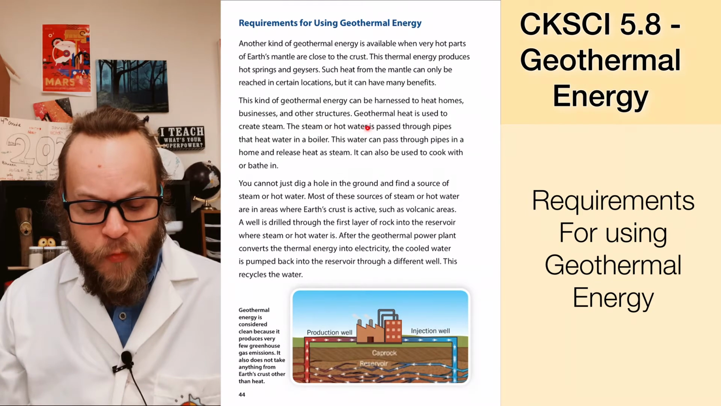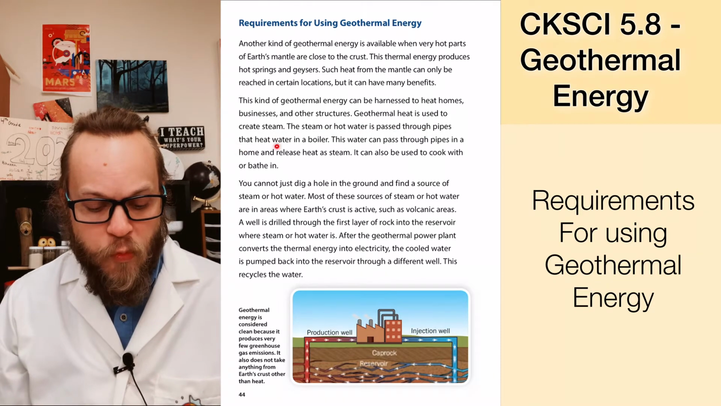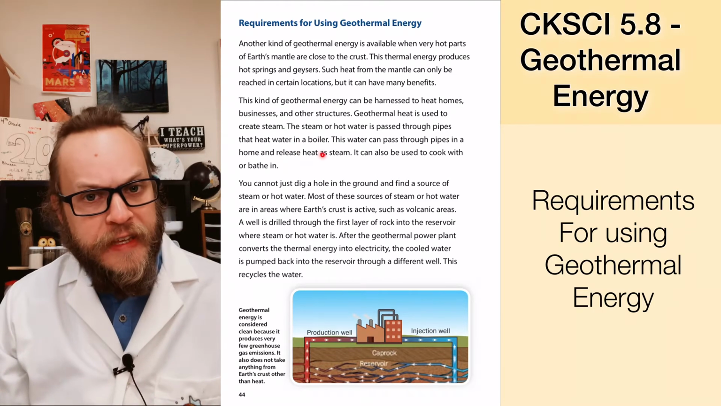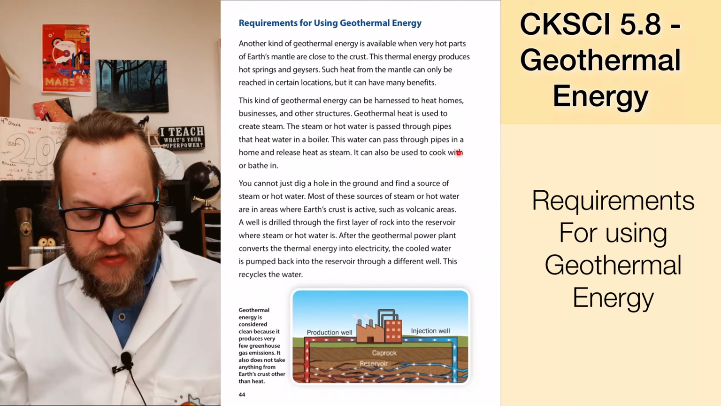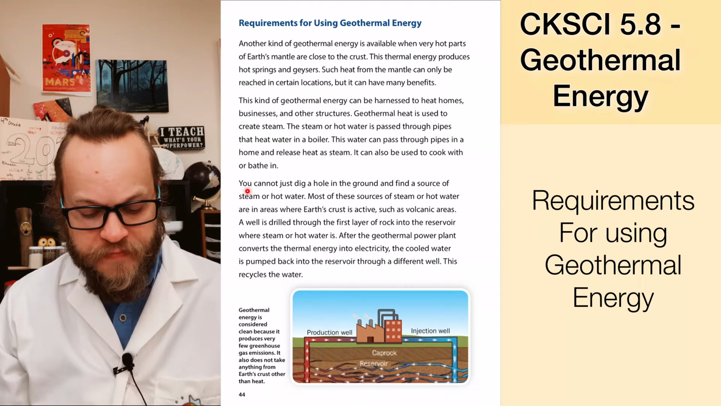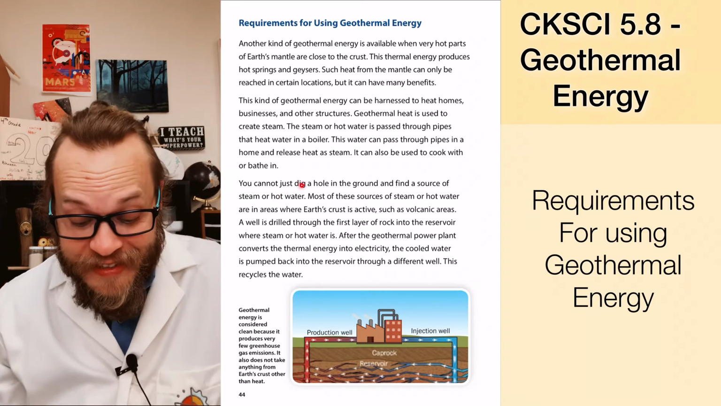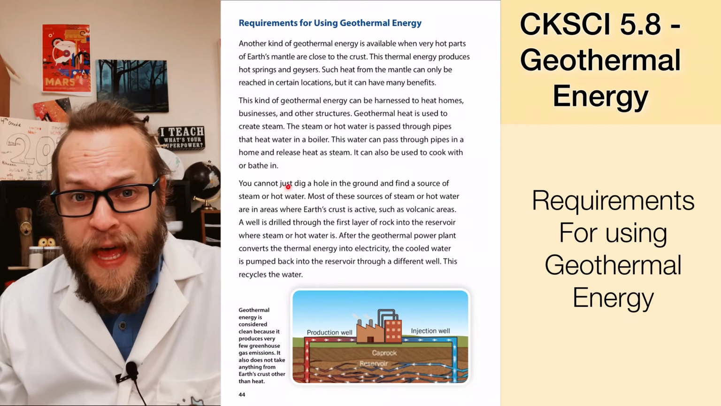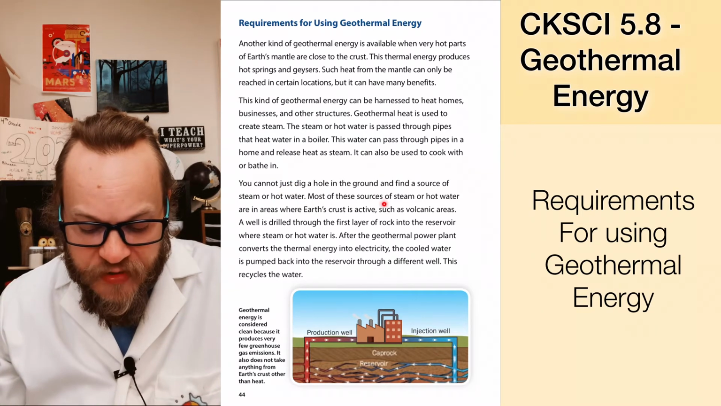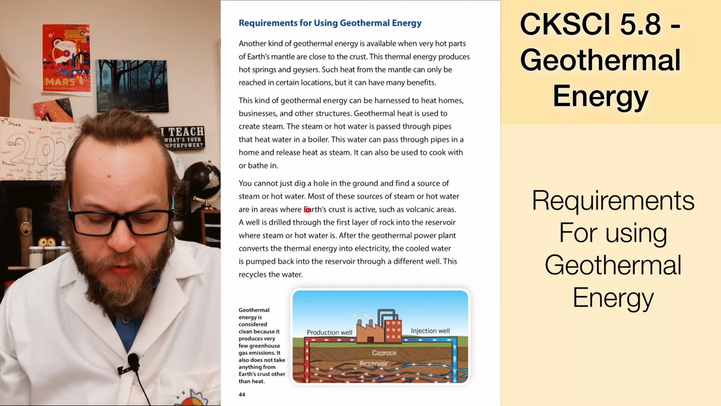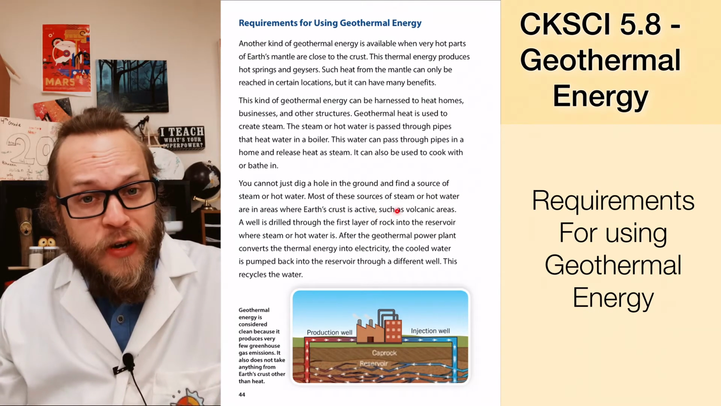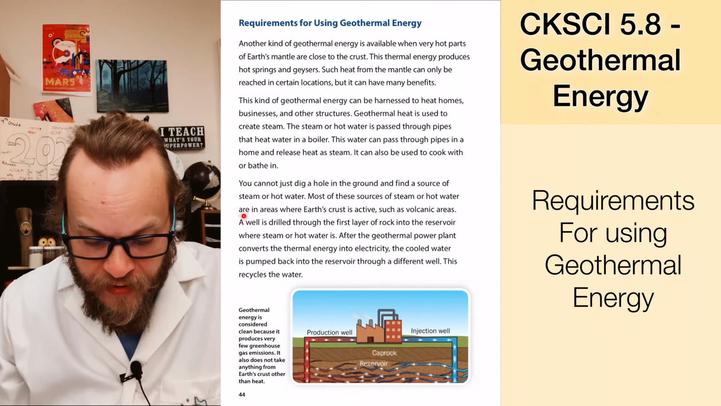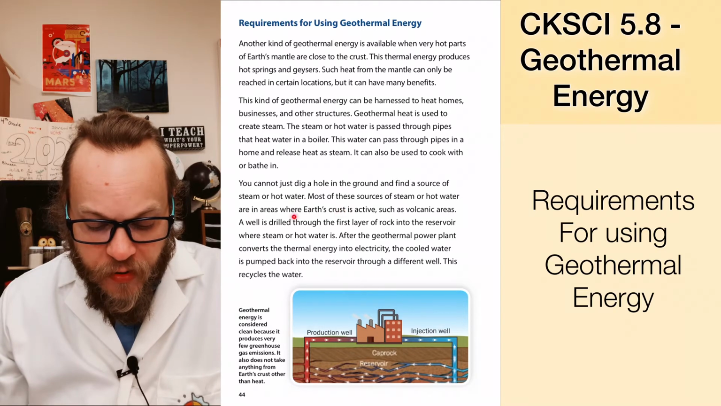The steam or hot water is passed through pipes that heat water in a boiler. This water can pass through pipes in a home and release heat as steam. It can also be used to cook or bathe in. However, you cannot just go out and dig a hole in the ground and find a source of steam or hot water. It just doesn't happen everywhere. Most of these sources of steam or hot water are in areas where Earth's crust is active, such as our volcanic areas, Hawaii, Iceland maybe.